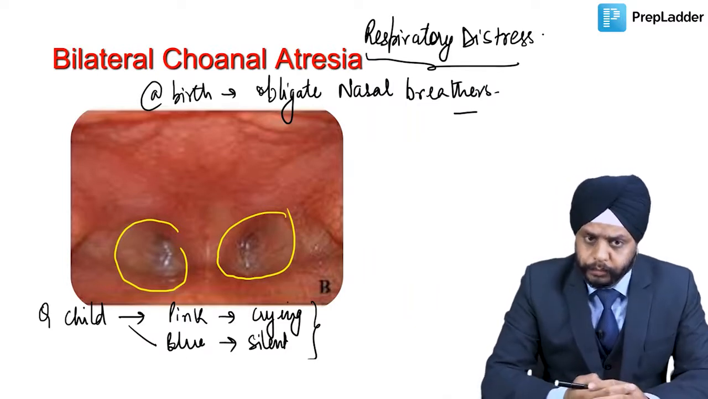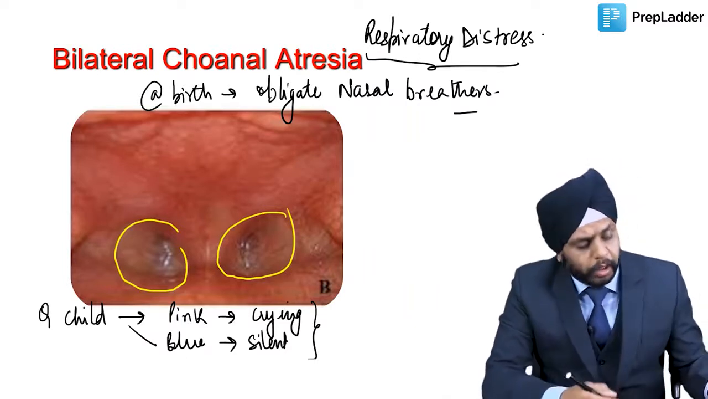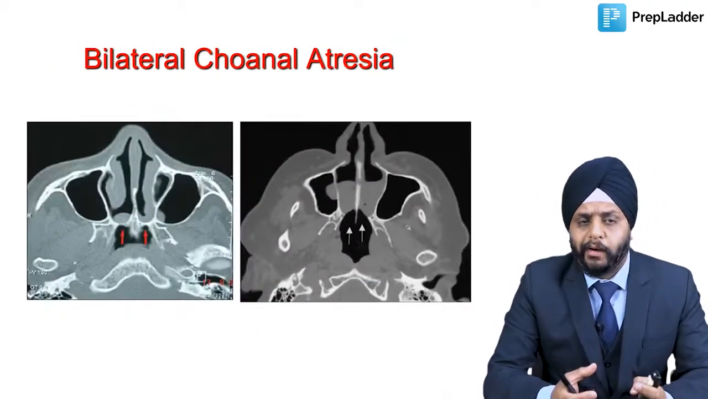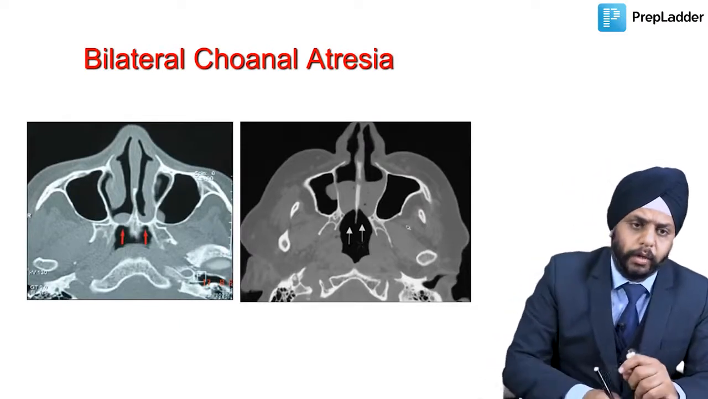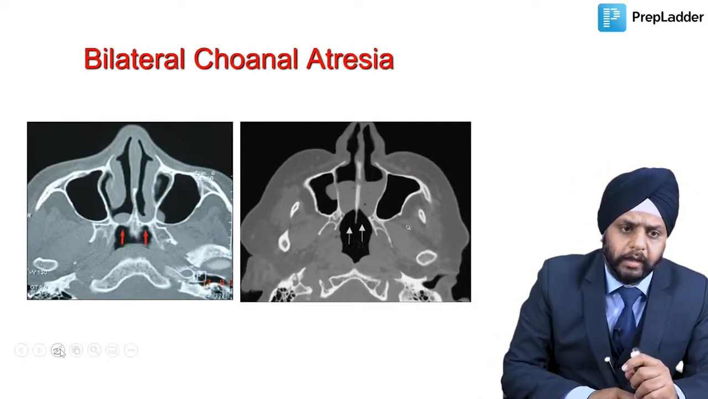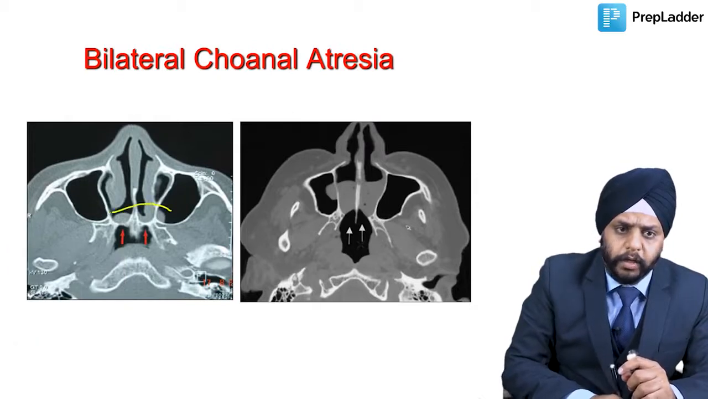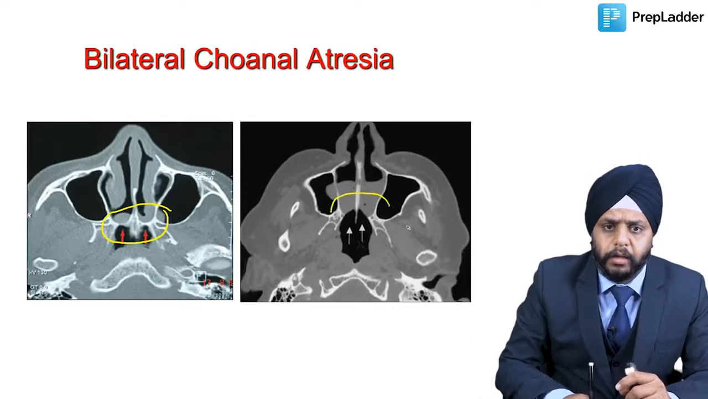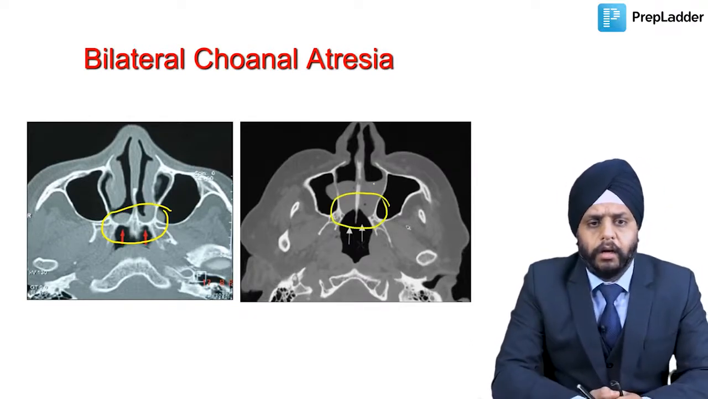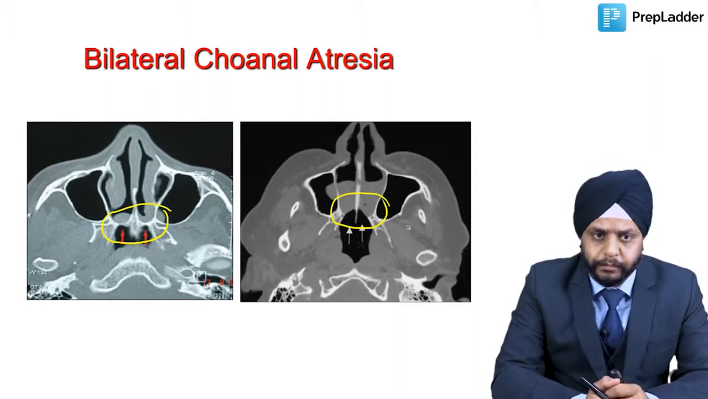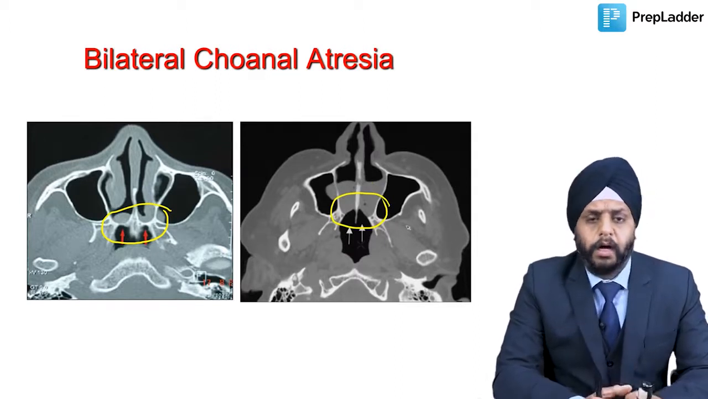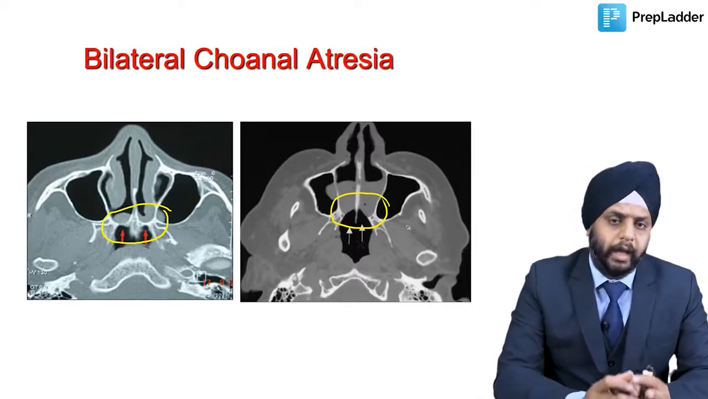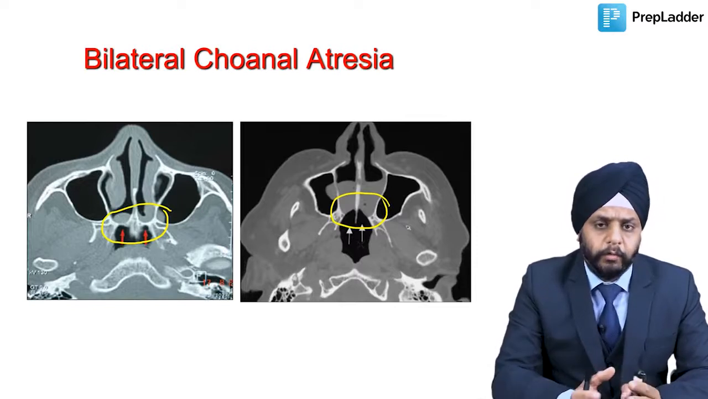So what can you do? How can you confirm your diagnosis? See, the confirmation of diagnosis will require a CT scan. Just like over here, we can do the CT scan later when the child is stabilized, and we can establish the diagnosis. We can see over here that there is bilateral choanal atresia. Right? But how will you manage the patient at that time? CT scan can be done later on, but how will you manage?